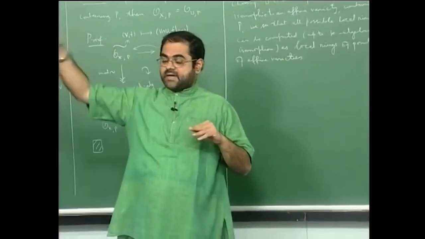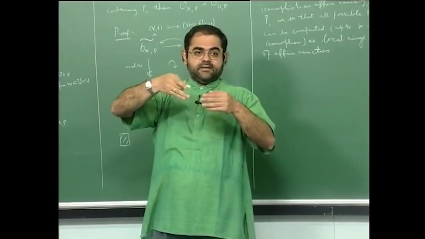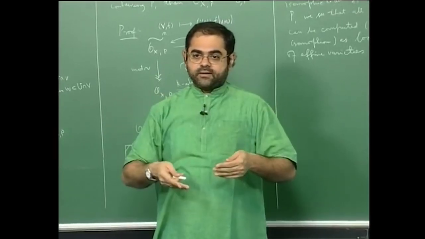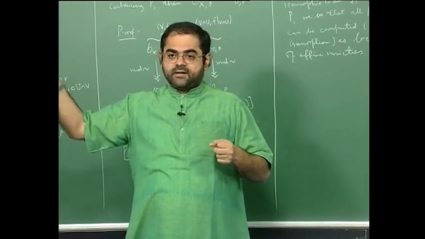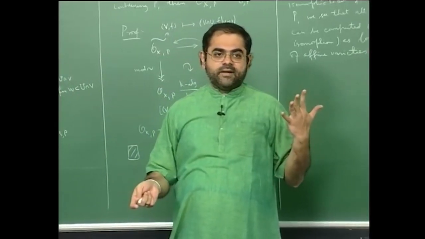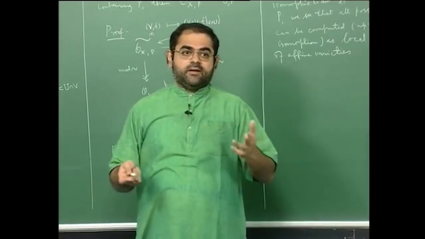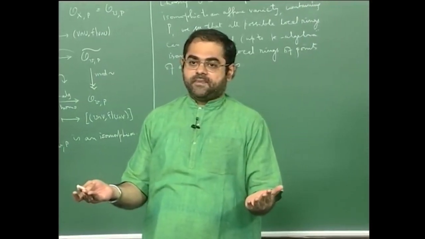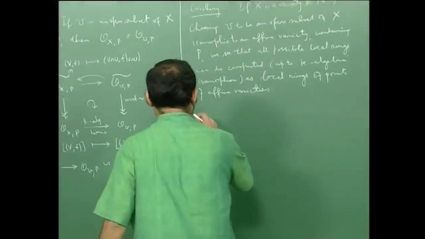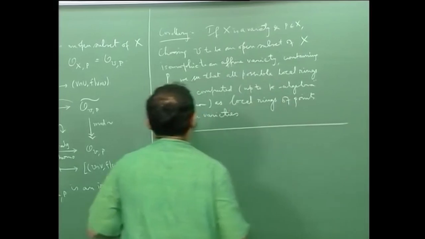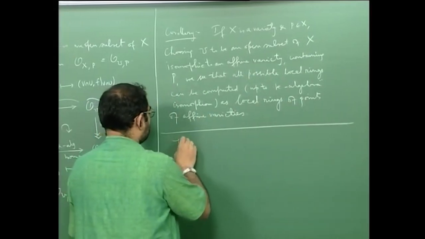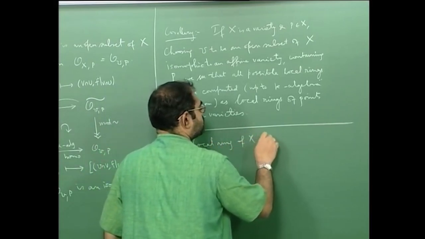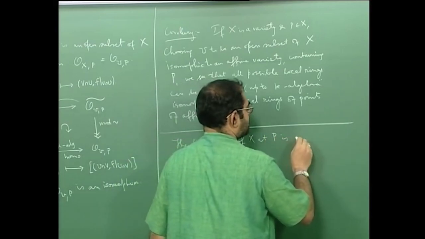and under this isomorphism this point goes to another point, then this isomorphism will automatically induce an isomorphism of the local ring of the source variety at the source point with the local ring of the target variety at the target point. You will get it automatically because the isomorphism will be induced by the pullback of functions. So let me write that. Maybe I should have said that before this. So let me say that the local ring of X at P is an invariant.